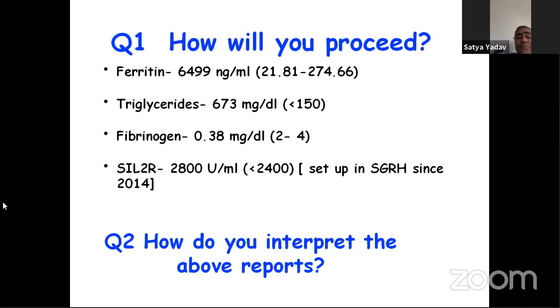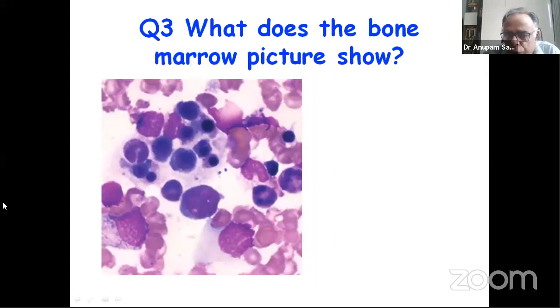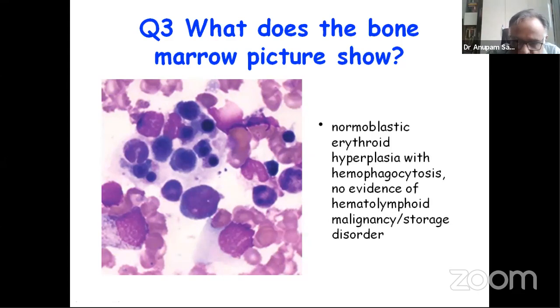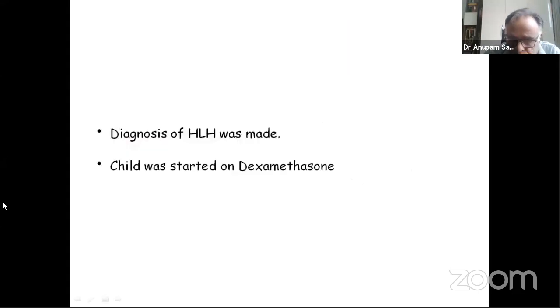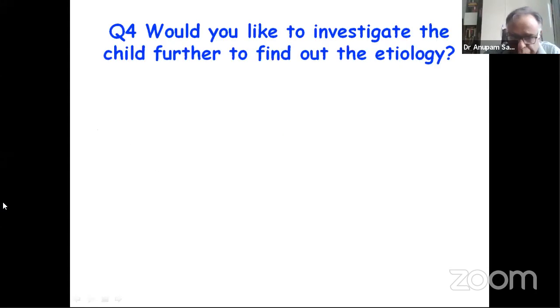Okay, the ferritin was 6,499, triglyceride 673, fibrinogen was markedly low. Serum IL-2R was 2,800, should be below 2,400. So this was typically what we saw in the marrow also, which shows a hemophagocytosis in this patient. So the diagnosis of HLH was made, and the child was started on dexamethasone.